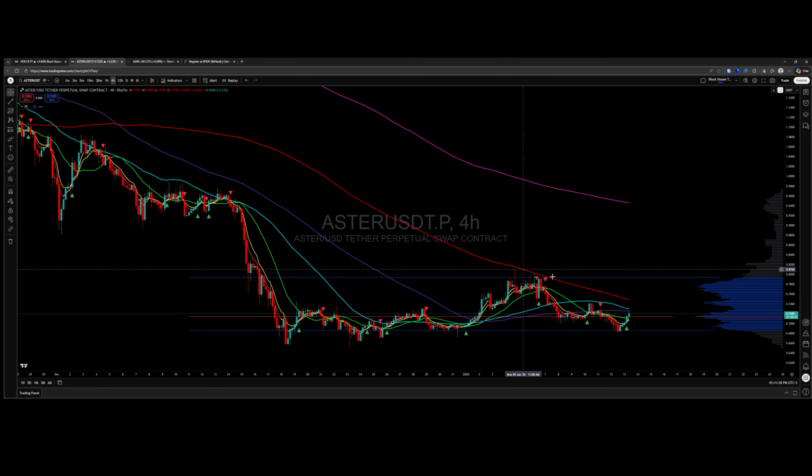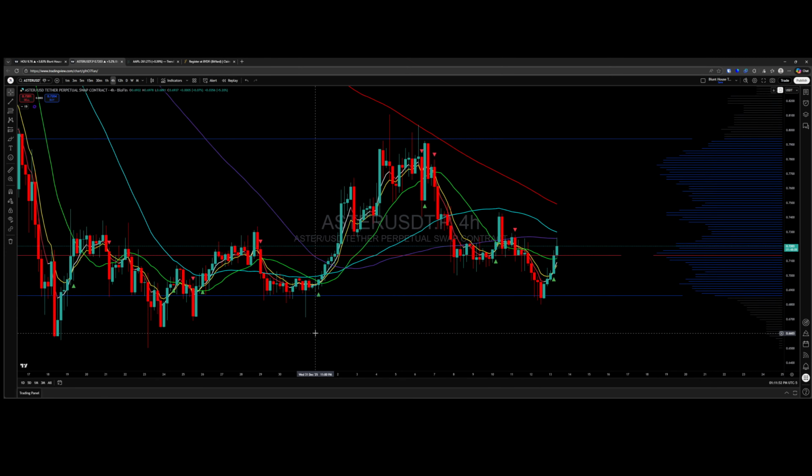First touch of the 200 was rejected. And it did the flowers and chocolate test fail thing. Here's your first test of the 50 on the 4-hour, and that fails. Price comes back to a place it's been before and has had a lot of support. Like, the market really didn't let it fall much lower than there. 4-hour entry signal.